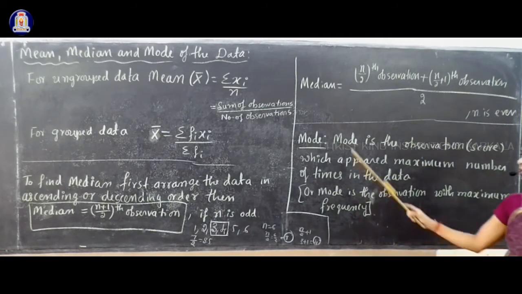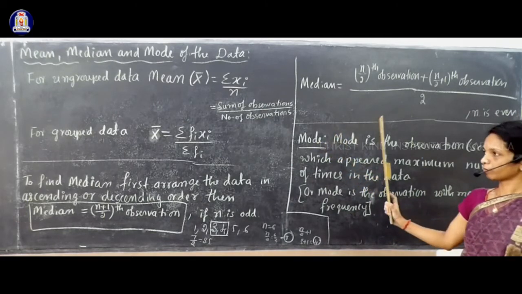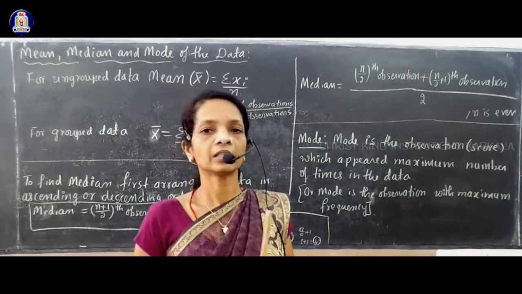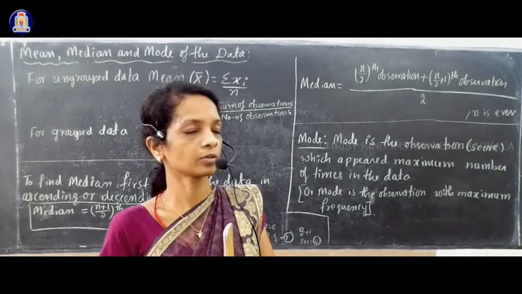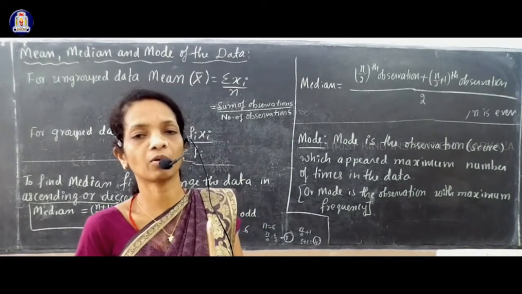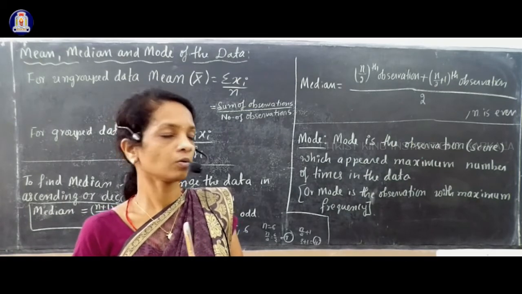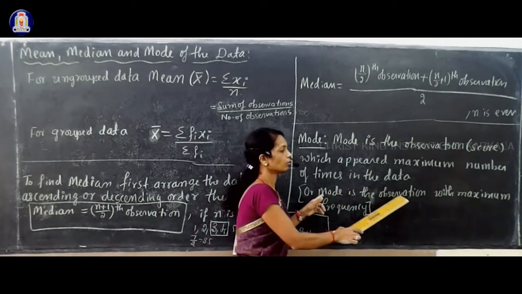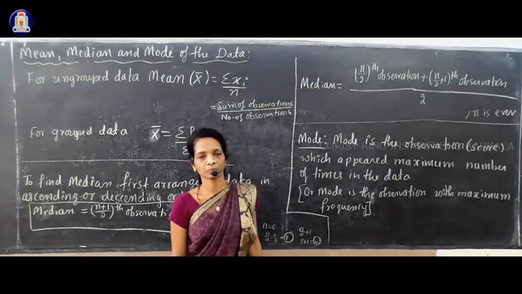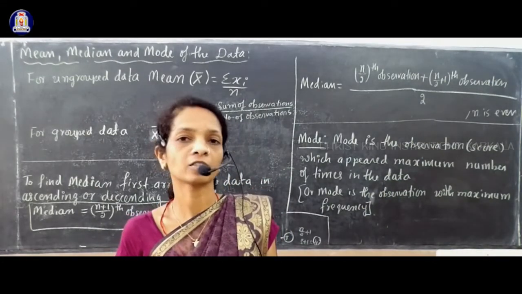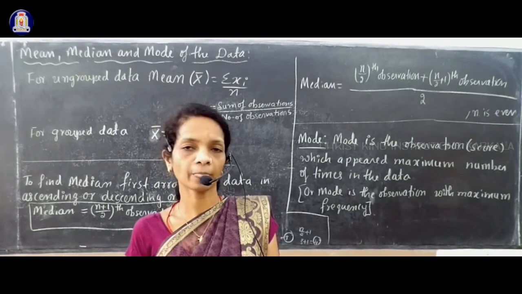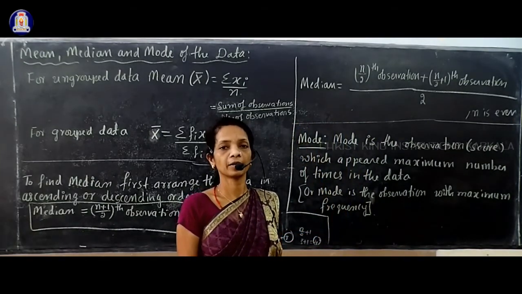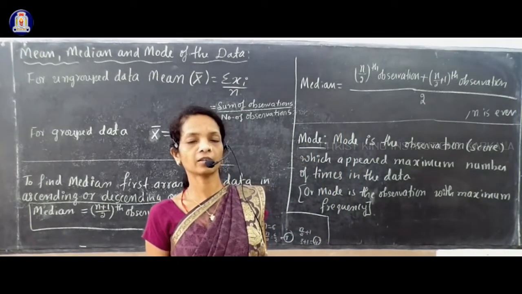And last is mode. How to find mode? To find the mode, you have to observe all observations in the data, and see which observation or which score appeared the maximum number of times. That score will be the mode for that data. Otherwise, mode is the observation whose frequency is maximum. Which observation has the maximum frequency, that will be the mode.